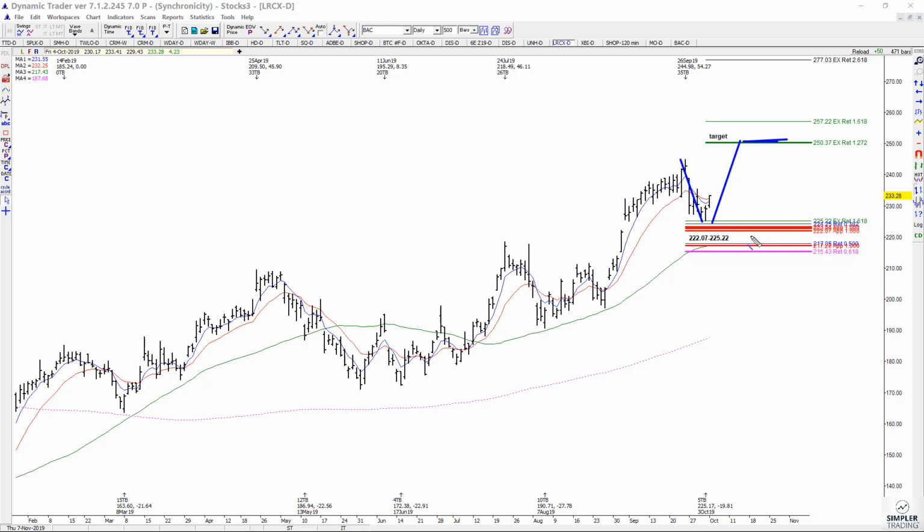When am I wrong? Well, either when it takes out this low, if that's the stop that you choose, or when you take out the low end of the zone, which is below 222.07. Okay, but if we continue to stay above here instead, then I'm going to look forward to initial target number 1 and see if it starts to play out, or actually continues to play out.